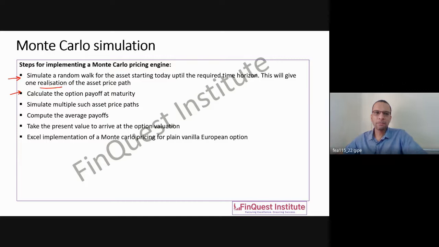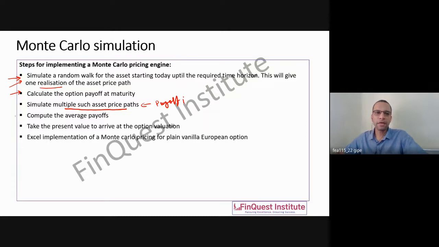Then I repeat step number one for multiple such paths. Again in Excel, once I write the formula once, I just have to drag it afterwards, so that effort gets saved. Once I have my one path ready, I can use it for multiple paths later on as well. Again, for each of these paths, I'm going to calculate the payoffs. So for every path, I need a certain payoff. Let's say I call it the payoff of i, where i is the path number.